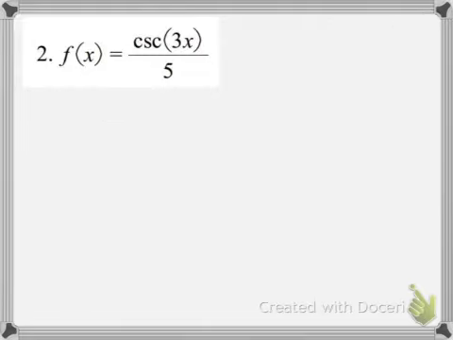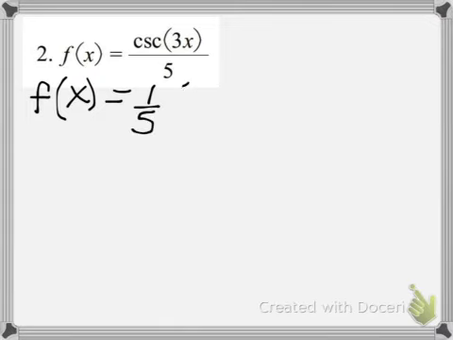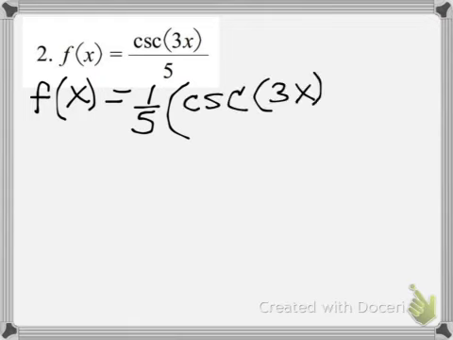Moving right along to the next problem. F of x equals cosecant of 3x divided by 5. Before I even take the derivative, I'm going to rewrite this. This is the same thing as 1 over 5 times cosecant of 3x. All I'm doing is pulling that 5 in my denominator out and making it 1/5. So now let's take the derivative.